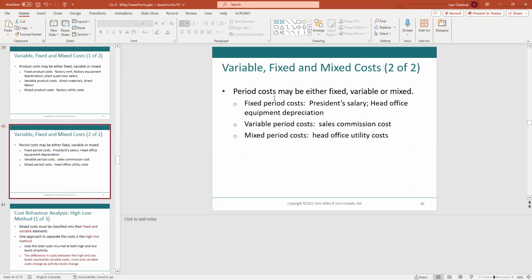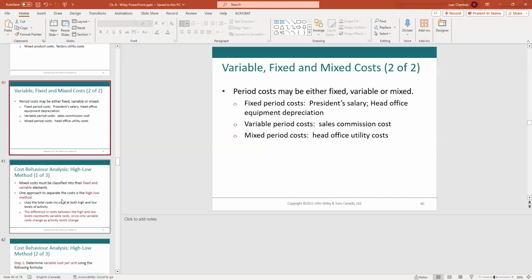Period costs can also be fixed, variable and mixed. Fixed would be the president's salary, the CFO's salary. Variable cost will be the sales commission. Salespeople, the more they sell, the more you have to pay. The less they sell, the less you have to pay. Office utility cost is an example of a mixed cost.